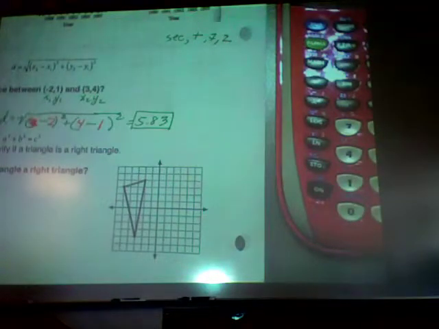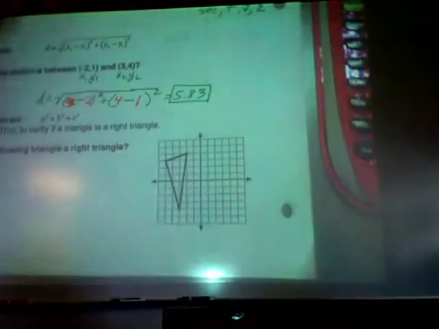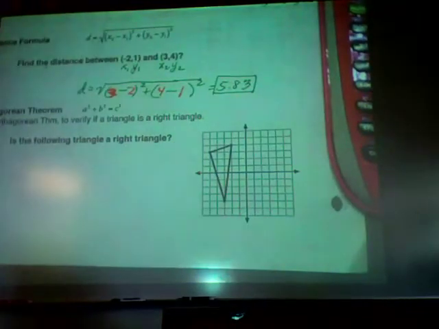Fractions. Well, it just depends. It really just depends. It depends on if you're using your calculator or not. It just depends.